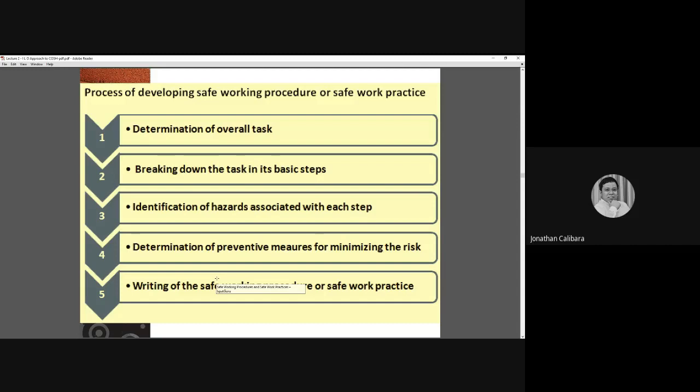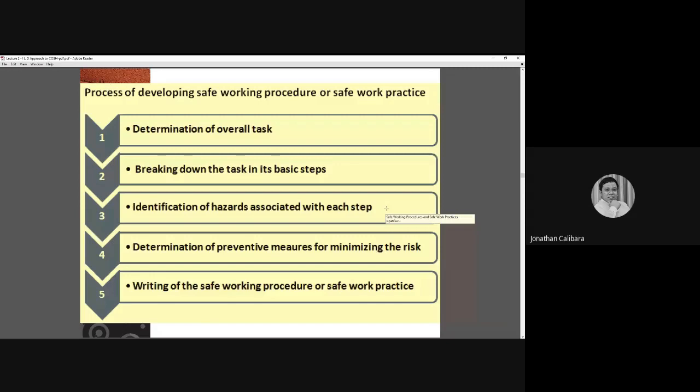Okay, so we have to do preventive measures. And 5 is writing of safe working procedure or safe work practice. In short, look at what you will provide, what the safety department provides: you should walk properly, not run, and not be careless. Okay, so this is an example.